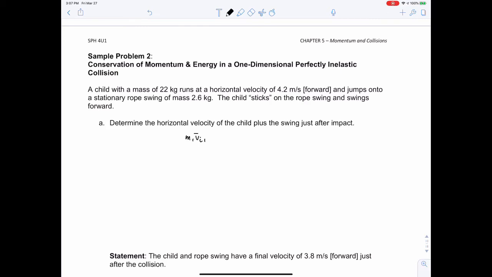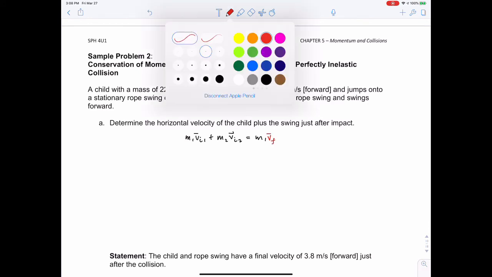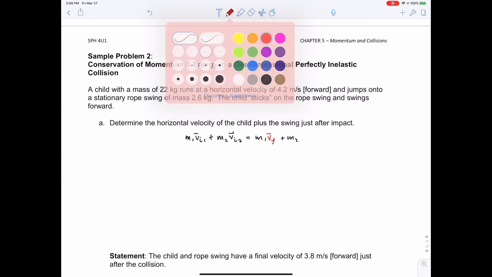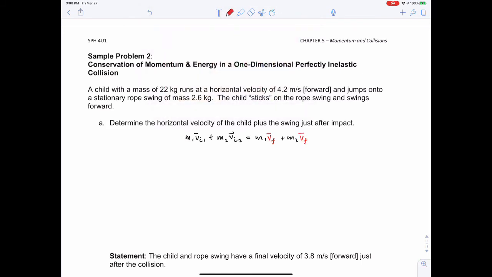We know that the child's momentum, m1 v initial 1, plus the rope's initial momentum, m2 v initial 2, will be conserved and is equal to m1 v final plus m2 v final. In this case, the rope and the child will have the same final velocity, so I've written it in red. This statement shows the conservation of momentum, but m2, the rope, is initially at rest and has no initial velocity.